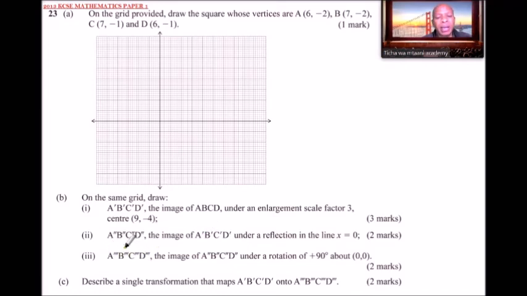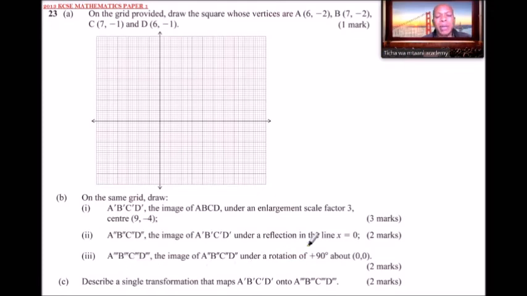This one, Roman numeral 2, is about reflection. What are the properties that we use to do a reflection? One, the line joining the object and the image is perpendicular to the mirror line. And the distance from the object to the mirror line is equal to the distance from the mirror line to the image. So that is very important.